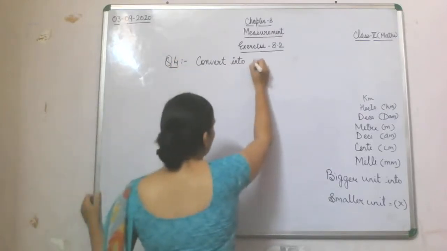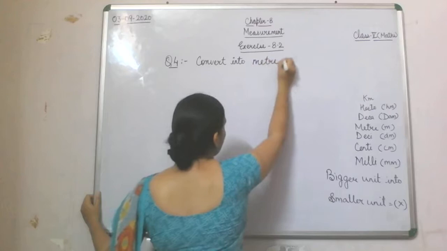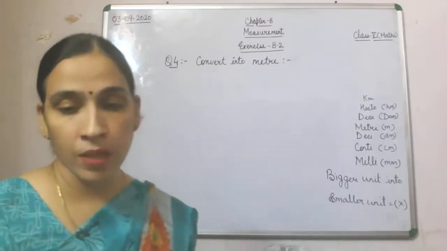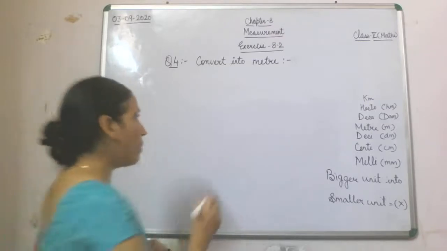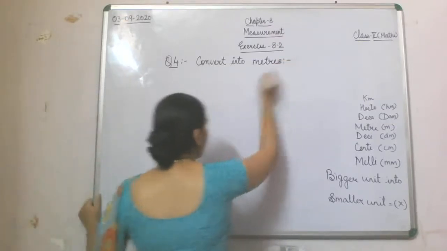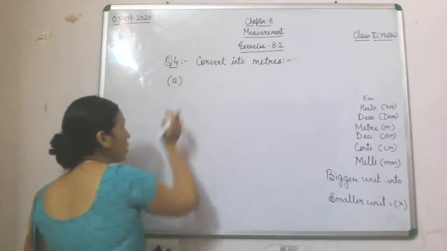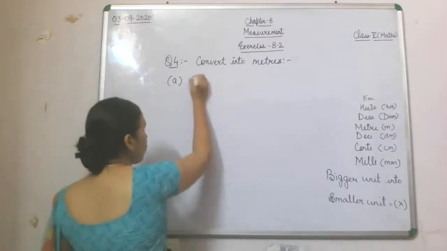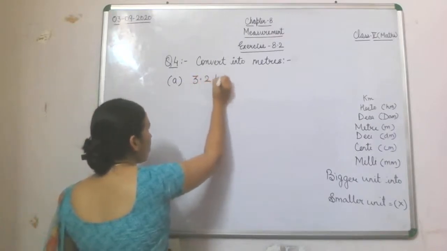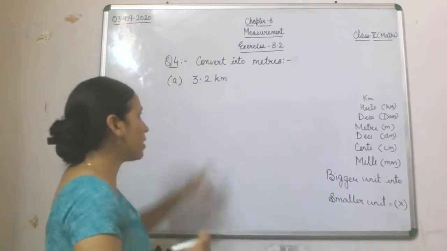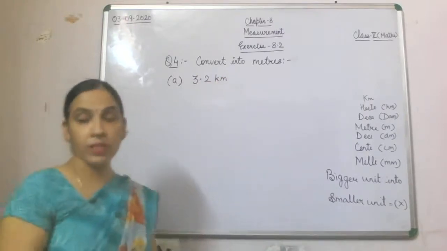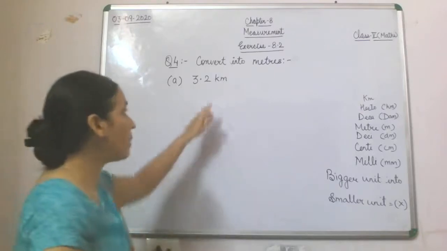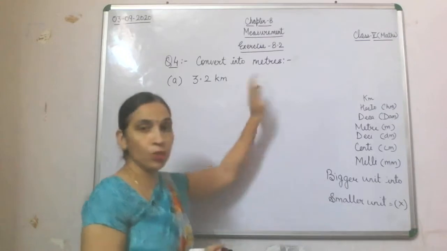Convert into meters. Now A part. In this question all the parts were given in kilometer. Now A part is 3.2 kilometer. Now as you all are aware, kilometer is the bigger unit and meter is the smaller unit. It means a bigger unit you are supposed to change into a smaller unit.